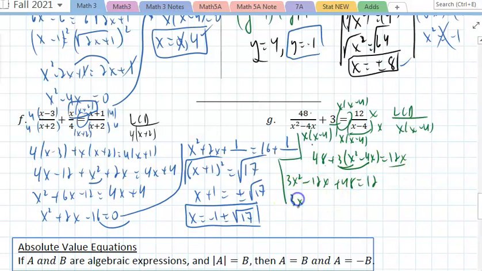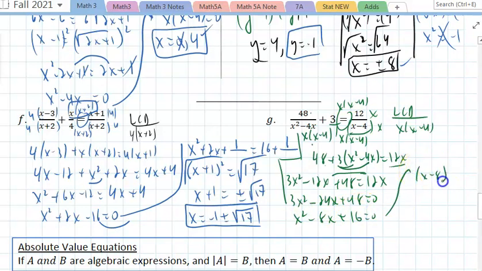This is a quadratic equation. Get everything on one side, 0 on the other side. Divide by 3 on both sides. Factor. Nope. So x minus 4 equals 0, which means x equals 4.